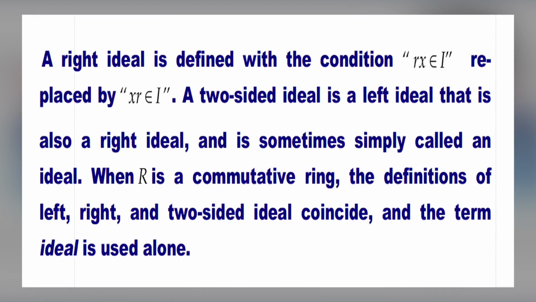A right ideal is defined with the condition rx belongs to I replaced by xr belongs to I. A two-sided ideal is a left ideal that is also a right ideal and is sometimes simply called an ideal. When R is a commutative ring, the definitions of left, right and two-sided ideal coincide, and the term ideal is used alone.